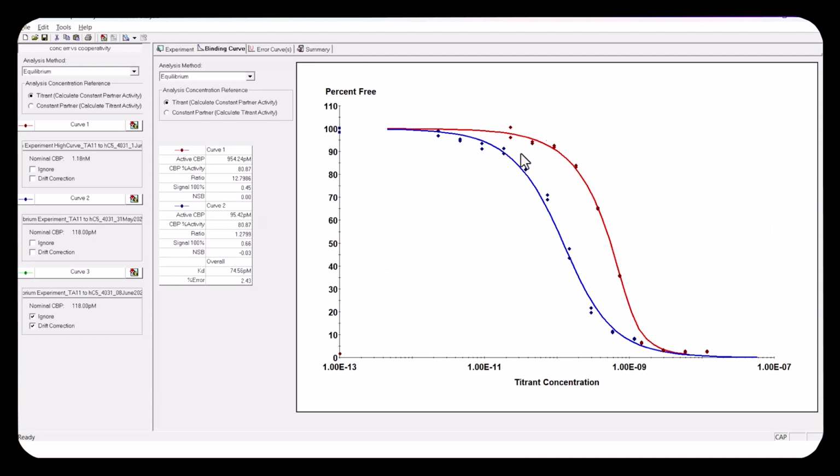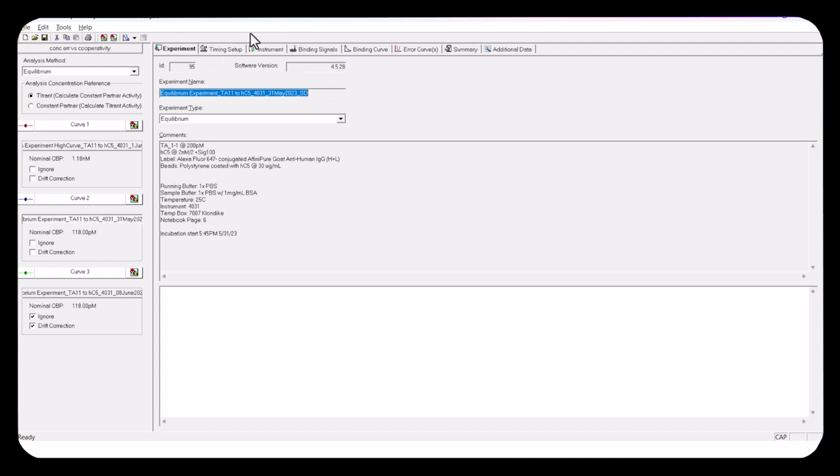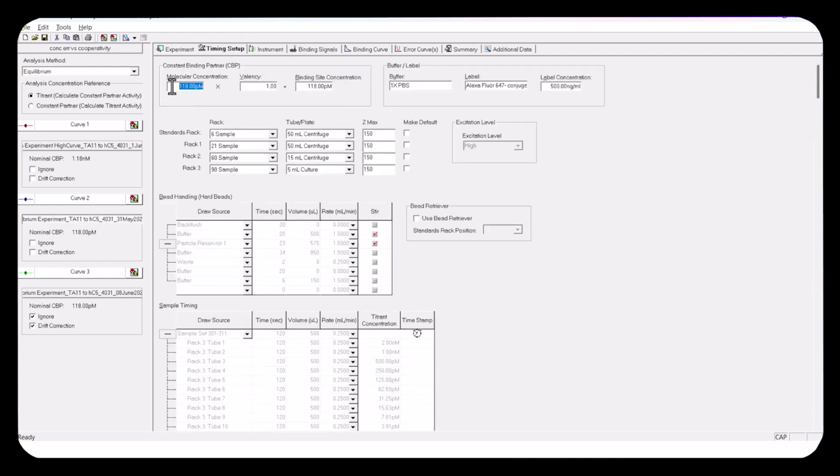What I'm going to do next is change this. This has been specified as 118 picomolar. I'm going to go into timing setup and change it. I'm going to double it to 236, because in my experience, if there is an error, it's usually an even number. You know, you were supposed to draw 2 microliters, but you only drew 1, that kind of thing. So I'm going to assume it's doubled and click that through.